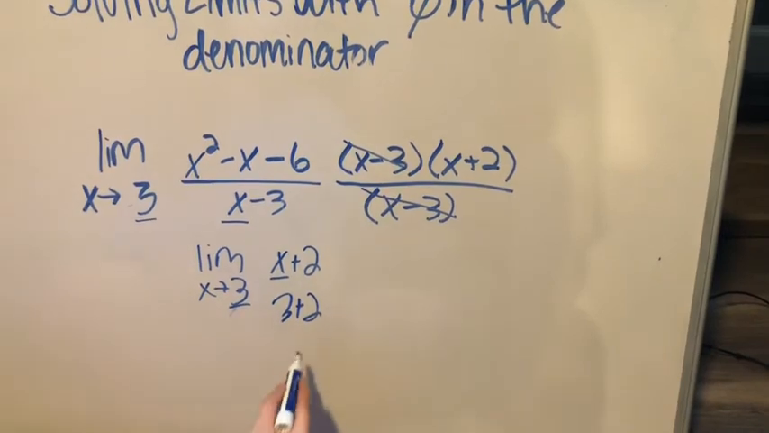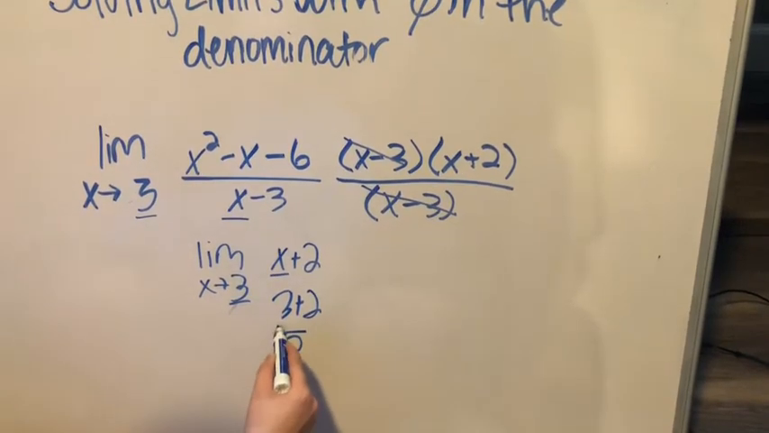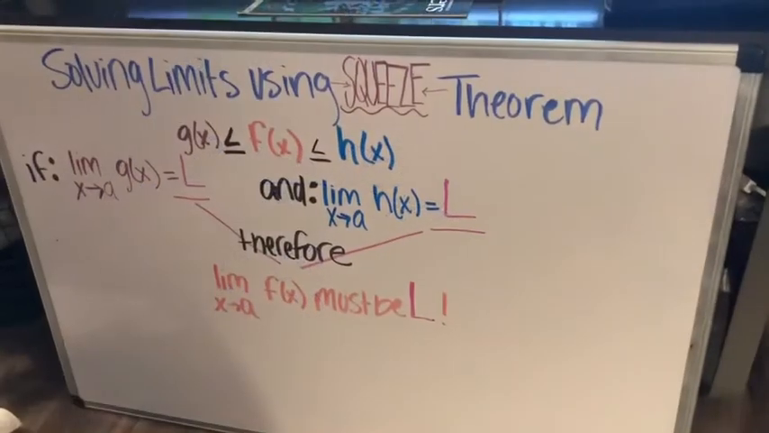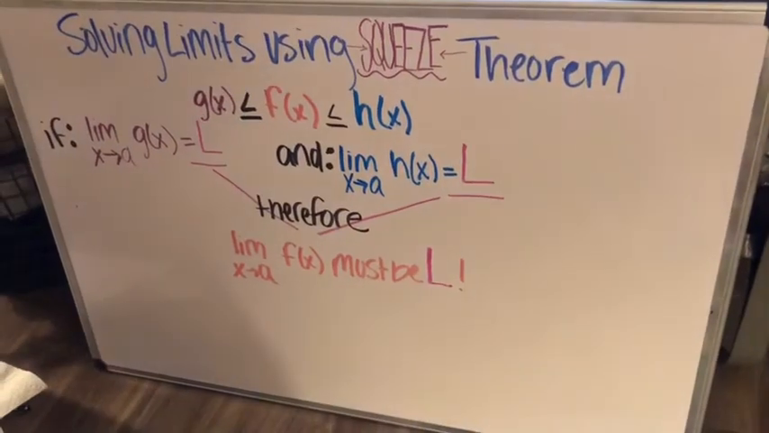3 plus 2 is 5. And that will be the answer for this problem. Now we're going to look at solving limits using the squeeze theorem.